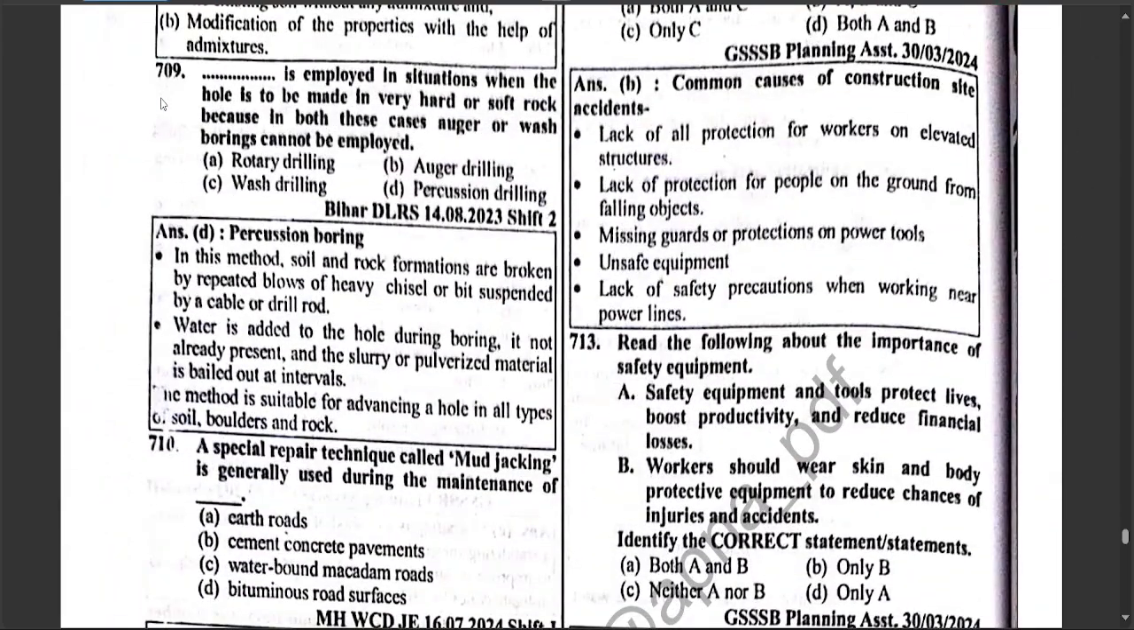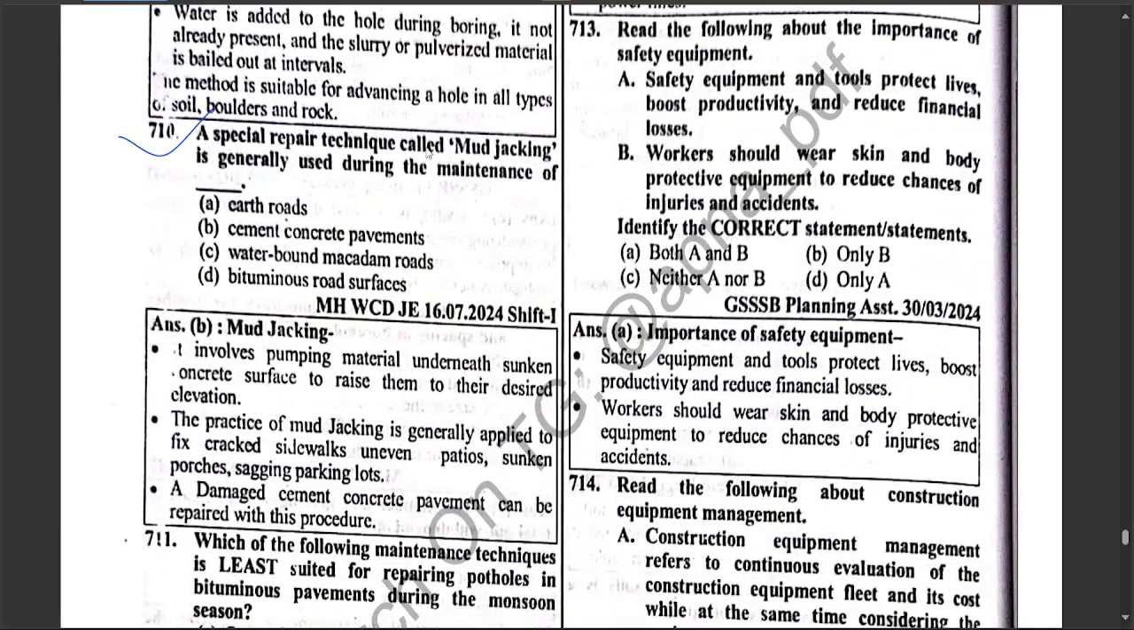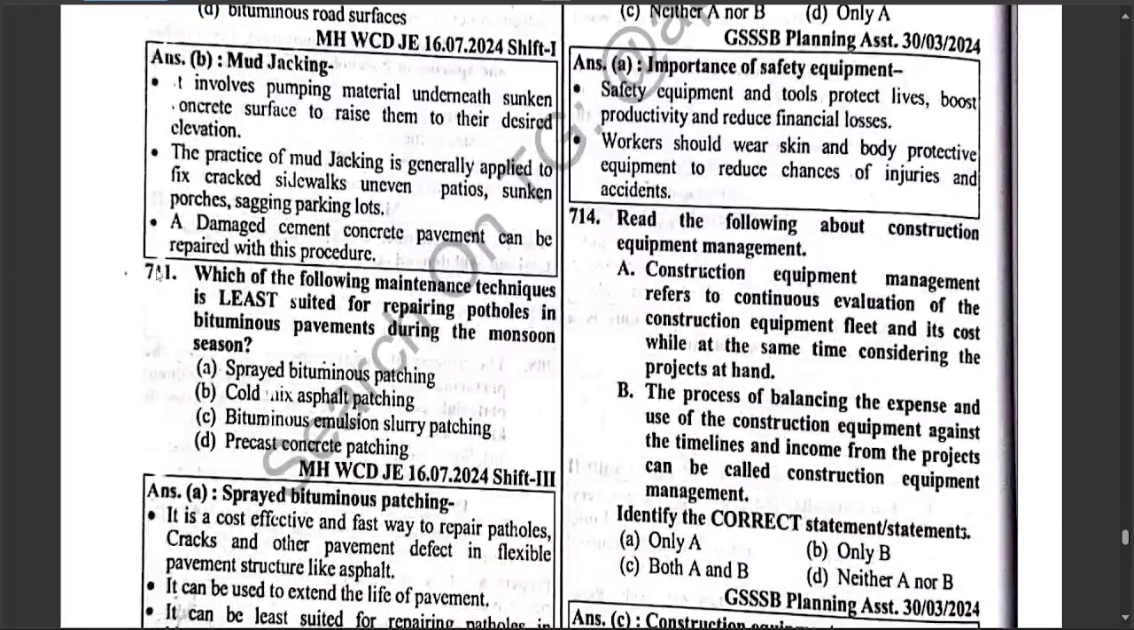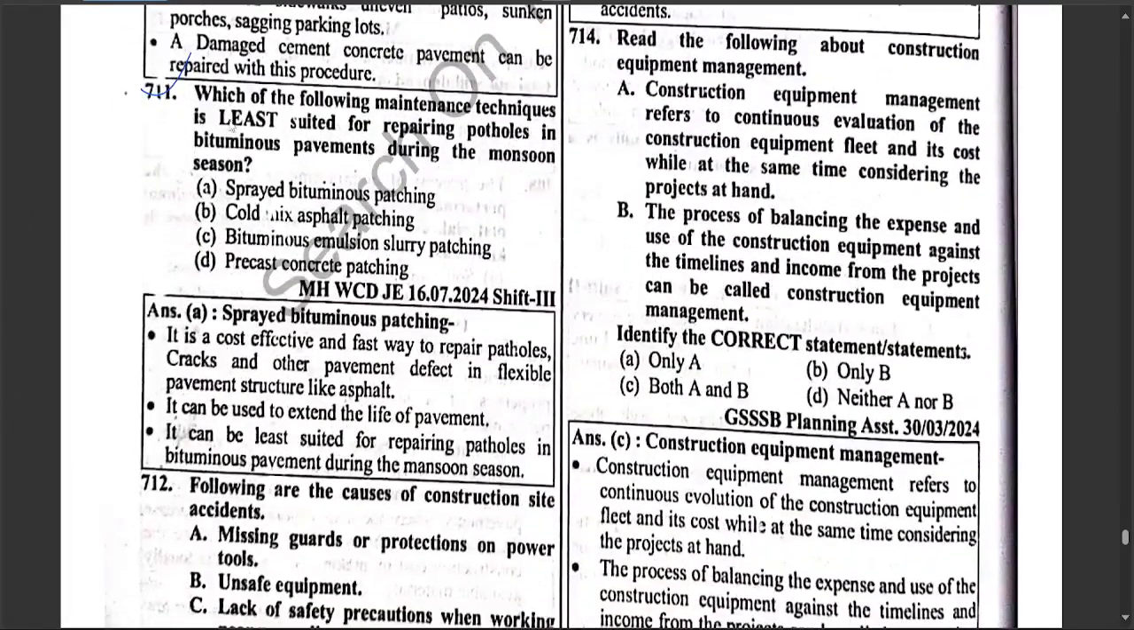Wash boring is employed in situations where the hole is made in very hard or soft rock, because in both these cases auger or wash boring cannot be employed with percussion drilling. A special repair technique called mud jacking is generally used during the maintenance of cement concrete pavement. Which of the following maintenance techniques is least suited for repairing potholes in bitumen pavement during the monsoon season? Sprayed bituminous patching.